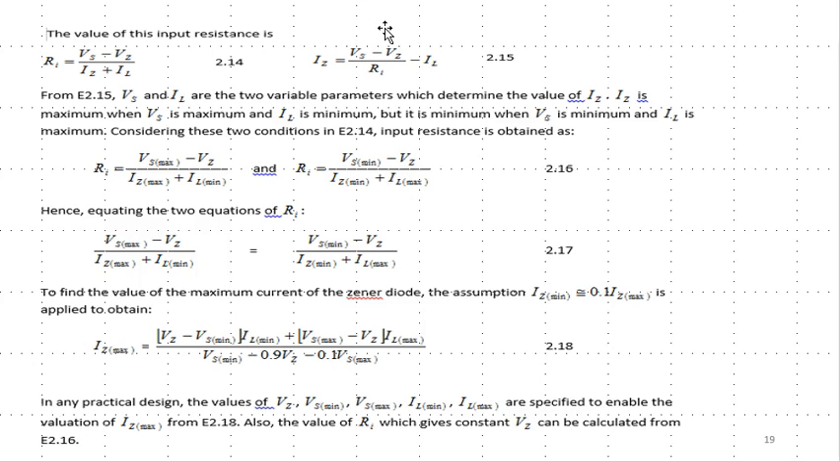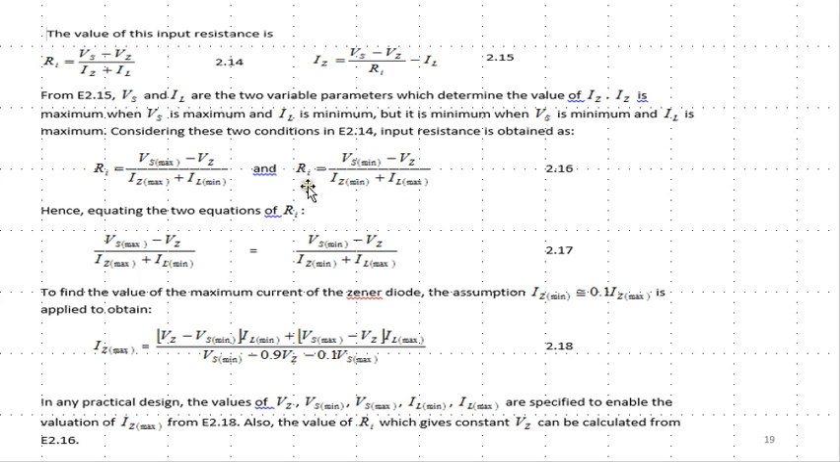Now, if we want to find the Zener current when it is at maximum, we can reach that maximum value when my supply voltage Vs is maximum and my load current is minimum. But if I want to get the minimum value of my Zener current, it is obtained when the supply voltage Vs is minimum and my load current IL is what? Maximum.